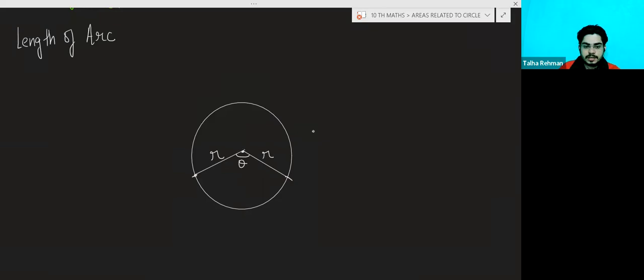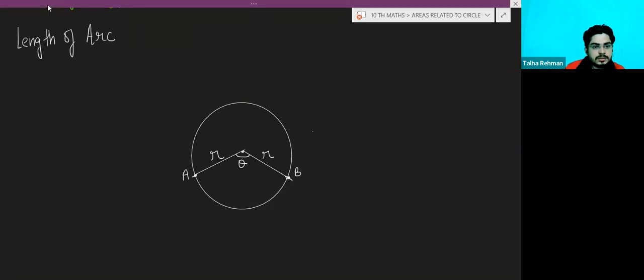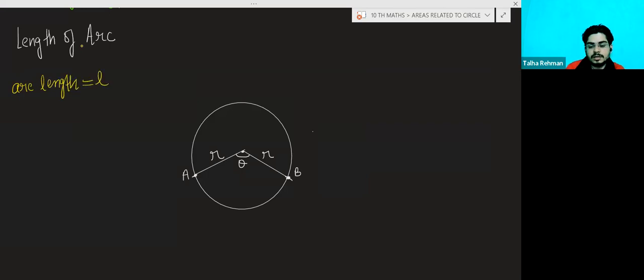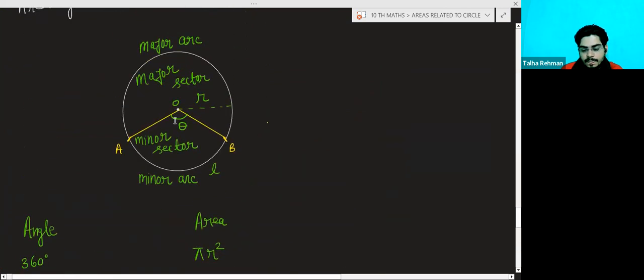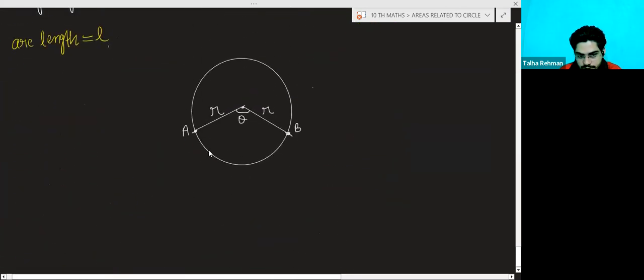We have to find the arc length. This point is suppose A, and this point is suppose B, and the length of the arc is L. This small L is the arc length. Now we can calculate very easily in the same way as we calculated the area of the minor sector. We can calculate the length of arc AB.